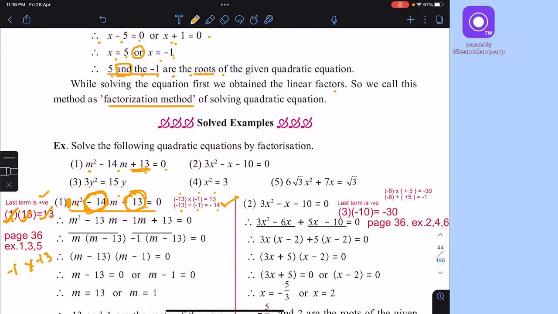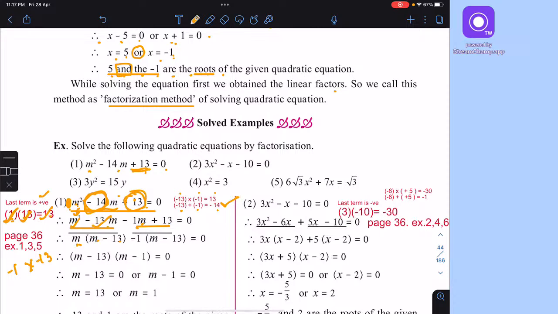So this m square is written down as it is. Minus 14m is split as minus 13m and minus 1m, and plus 13 is written as plus 13. Now you have to take a pair of the first two and the last two. In m square minus 13m, m is common. m multiplied by m gives you m square. m multiplied by minus 13 gives you minus 13m.